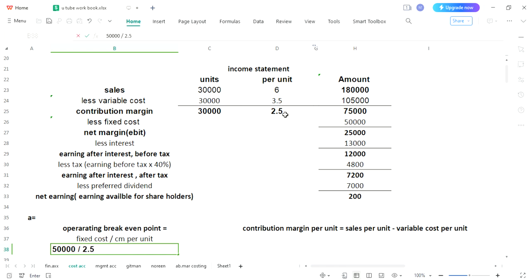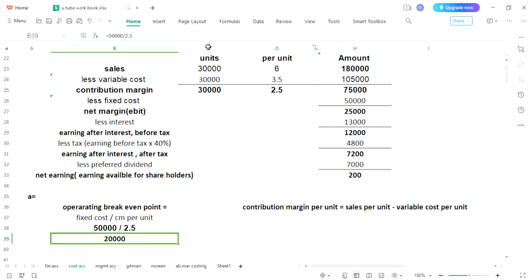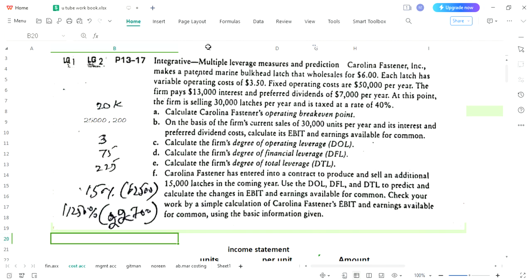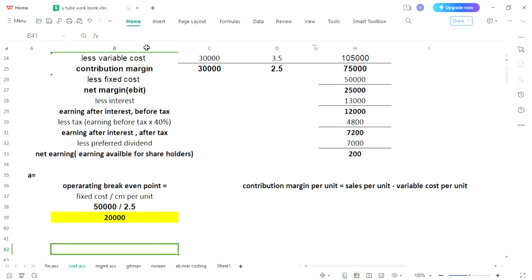So in this way your statement is completed, and now you can calculate it. Simply what you will do, your fixed cost would be divided by CM per unit. So you have got your first answer, and that is break even point. Look over here, 20k means 20,000 is your first answer, and we have also calculated 20,000. So first answer is completed. We have marked it as completed.